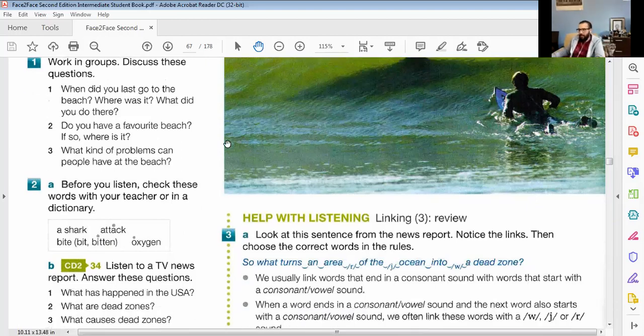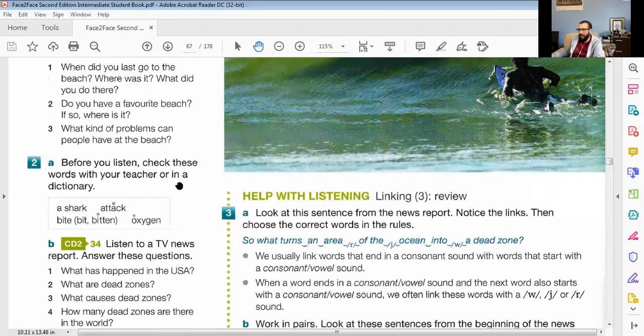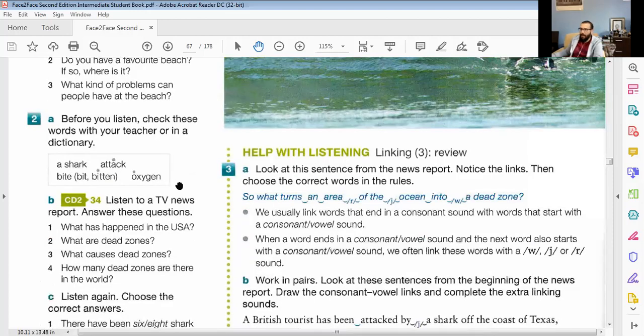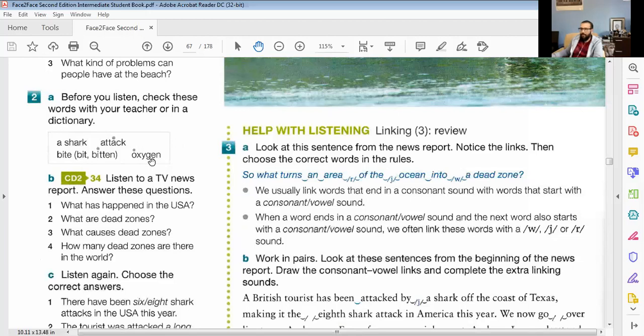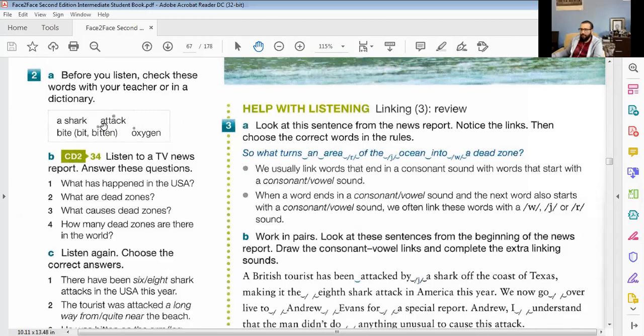Okay. So we're going to listen to a story now. And it's also related to the sea. It's related to the beach and that kind of thing. But first of all, there are a few words I want you to take a look at. So we have a shark, we have attack, we have the verb bite, of course, in the past simple, bit, in the present perfect, bitten.